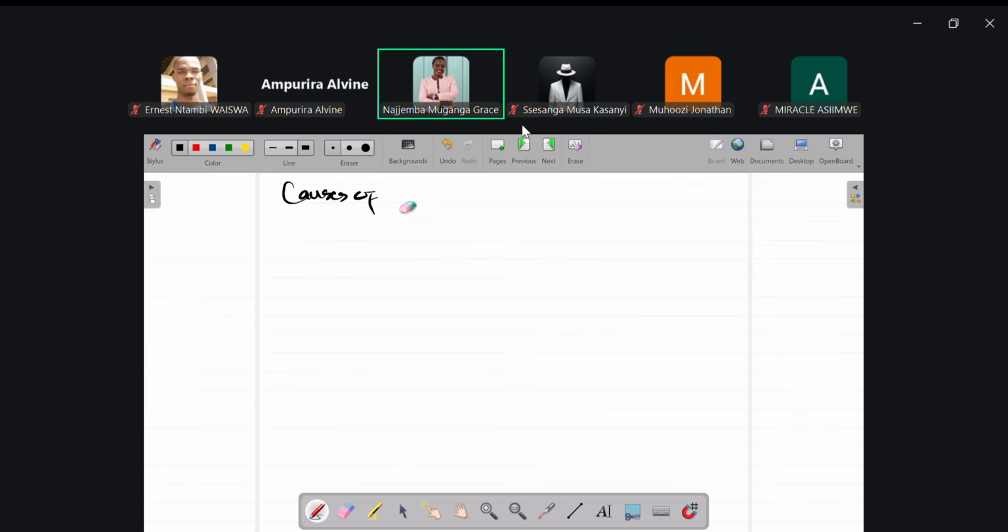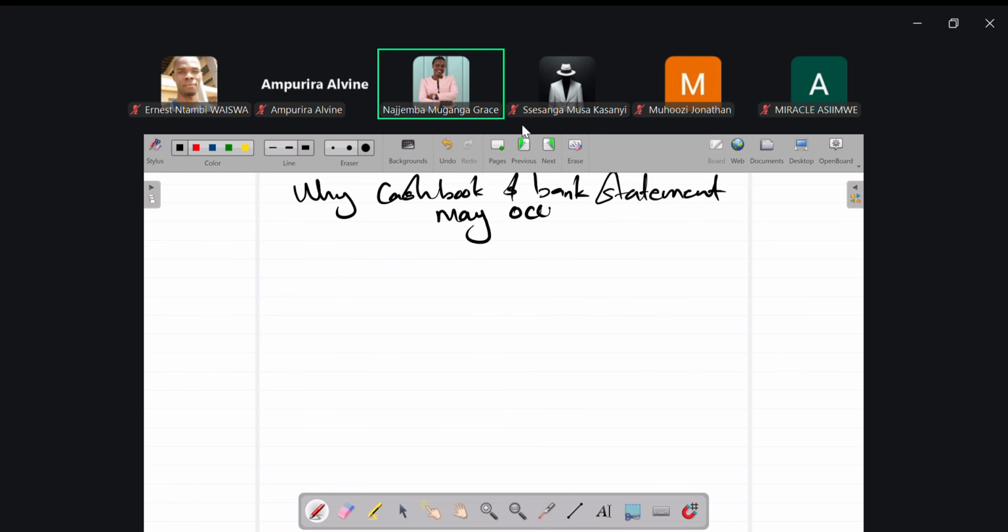No, not causes. Why? Why the cash book and bank statement may occur. Saying one, the unpresented checks.